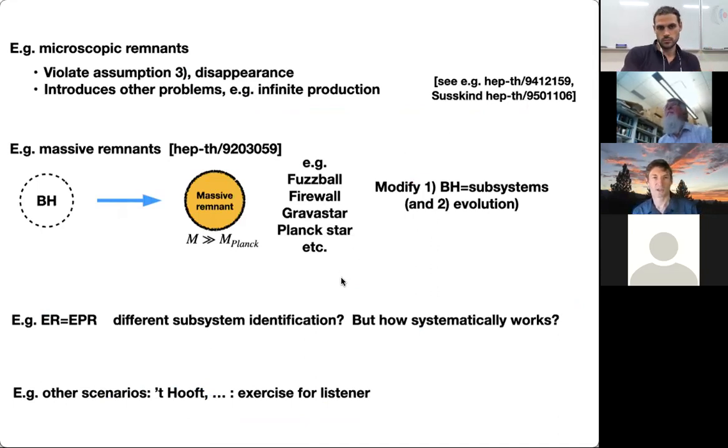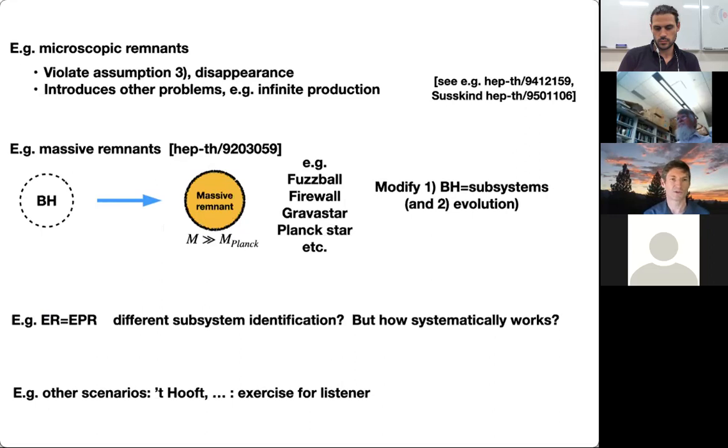Another picture that's been considered for a long time is that a black hole at some point in its evolution transitions to something else, which we'll just call a massive remnant, which is different from a black hole. This happens while the black hole is at a size that's very large as compared to the Planck mass. And there are various realizations of this basic picture: the fuzzballs, firewalls, gravistars, Planck stars, the list goes on. Others, I think, maybe have been touched on in this meeting.